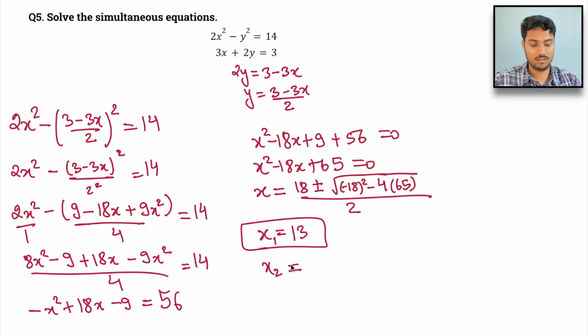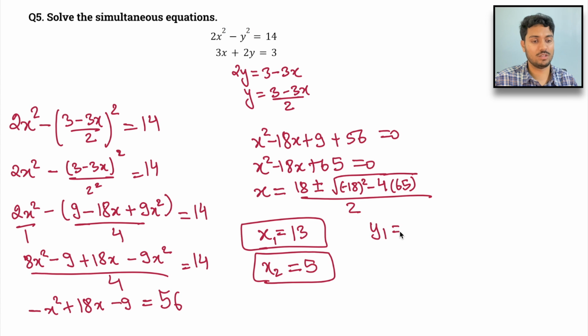So I'm writing 18 minus the square root of minus 18 square minus 4 into 65, bracket close. Answer is 10 divided by 2, so 5. So x2 is 5. So these are the x1, x2 values. We still have to find the y1, y2 values.